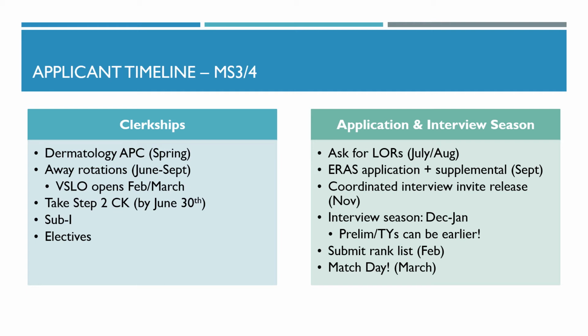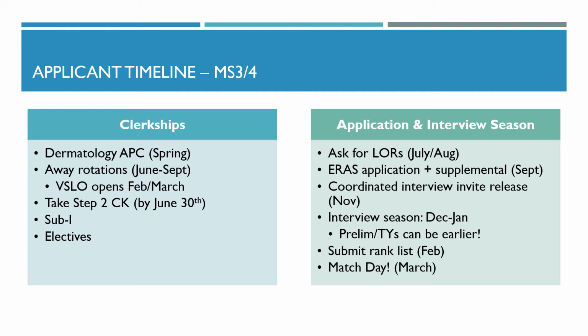And the application portal for away rotations is called VSLO, and that opens in around February or March of your third year. So if you can, around January or February is a great time to start preparing some documents for that, like getting your immunization records all organized. Some programs want you to write a brief essay or submit a letter of rec. So just tracking those requirements and being ready to submit them as soon as possible will help set you up in a better place to get an away rotation.